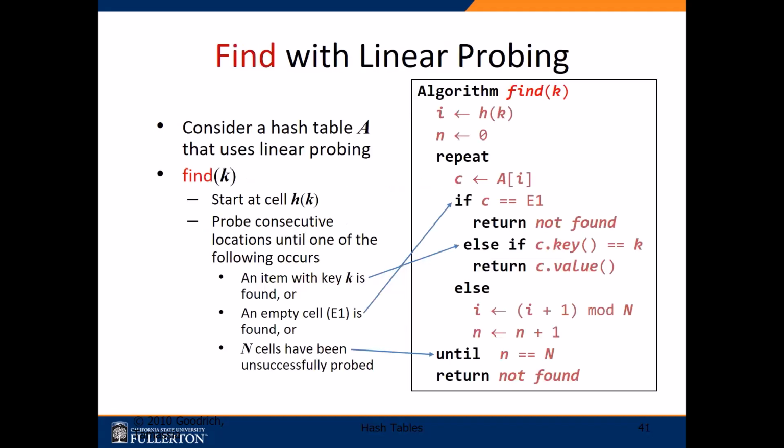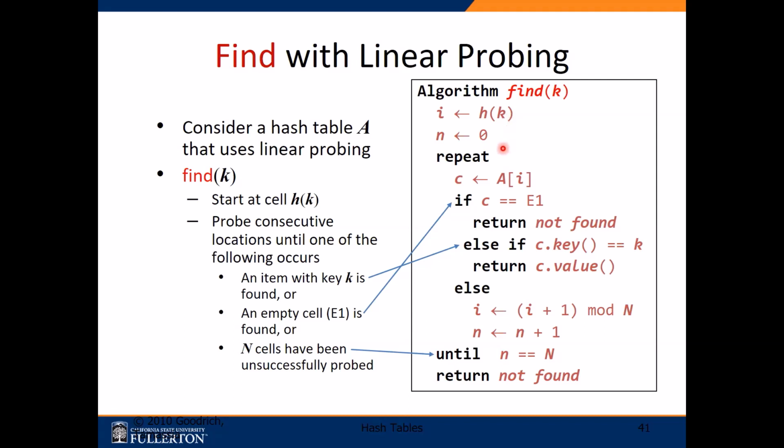So we're going to start looking at some of the code that is needed to implement these three main data structure operations of find, insert, and remove for a hash table. So the first operation that we'll study is finding a particular key in a hash table. The only input is some key k. And the first step is to calculate the corresponding index by calling the hash function shown here as h of k. So we start at that index and probe consecutive locations.